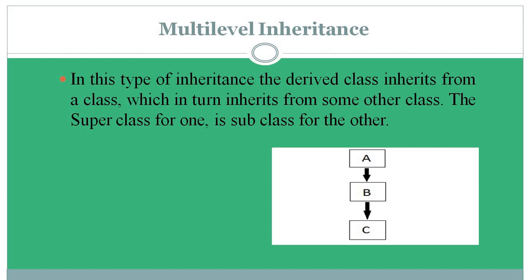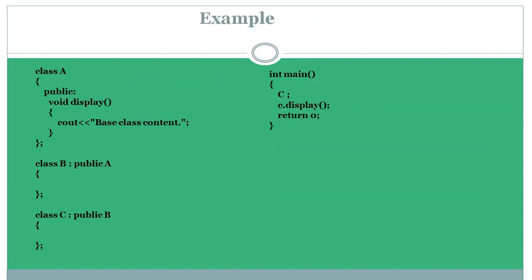In this type of inheritance, a derived class is inherited from a class which in turn is inherited from some other class. The superclass of one is a subclass for the other. Example, we will see in this.